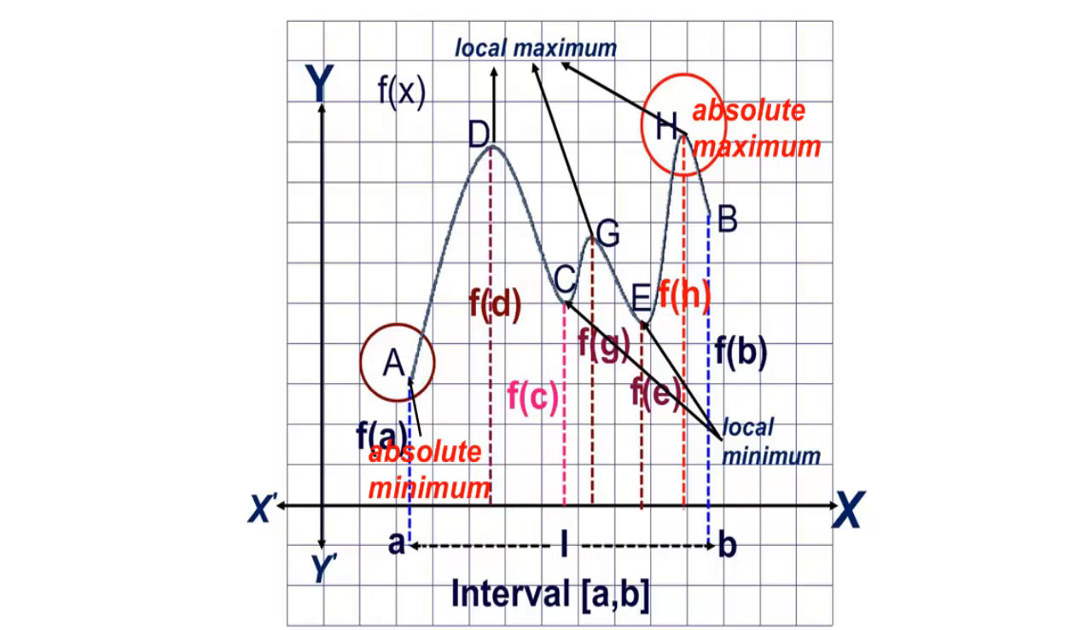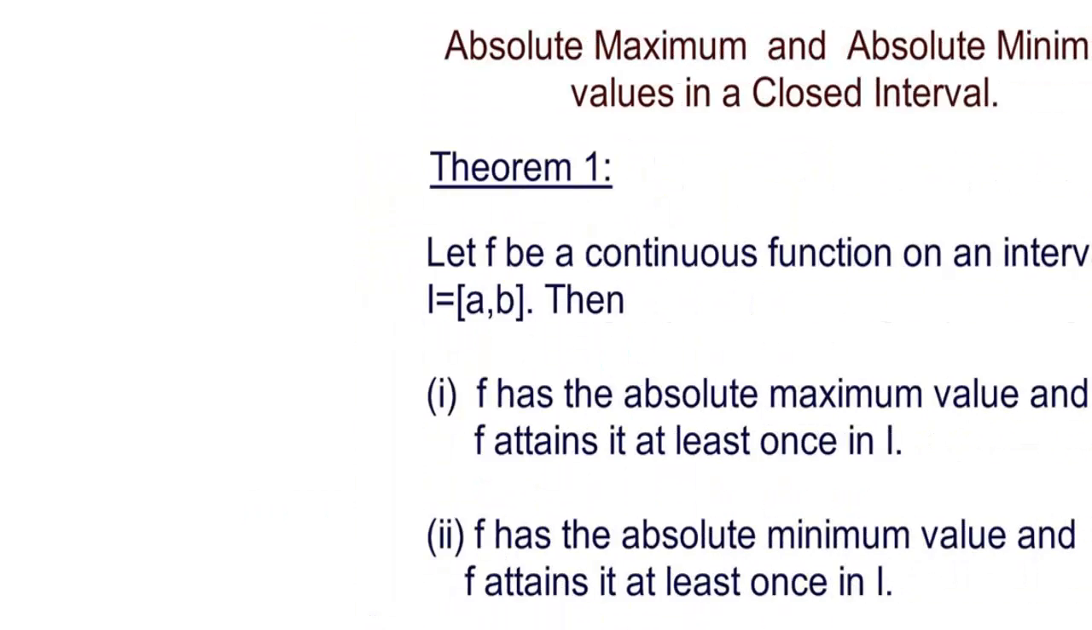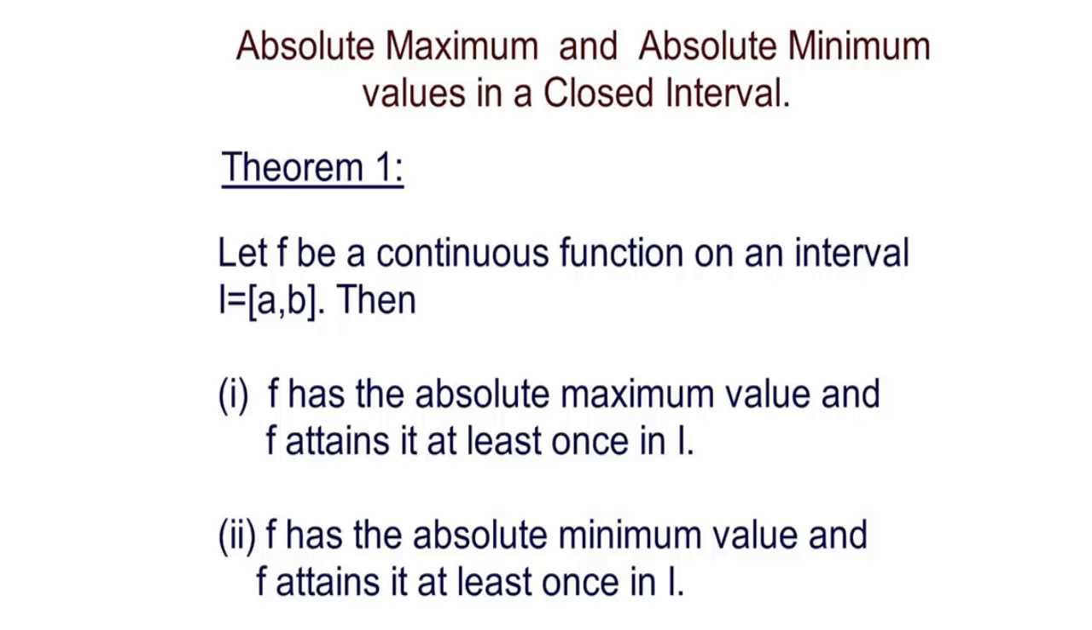Now, we will see two results or theorems, without proof, regarding the absolute maximum and absolute minimum values in a closed interval. The first theorem says, let f be a continuous function on a closed interval I equal to [a, b]. Then f has the absolute maximum value and f attains it at least once in I. Secondly, f has the absolute minimum value and f attains it at least once in I.